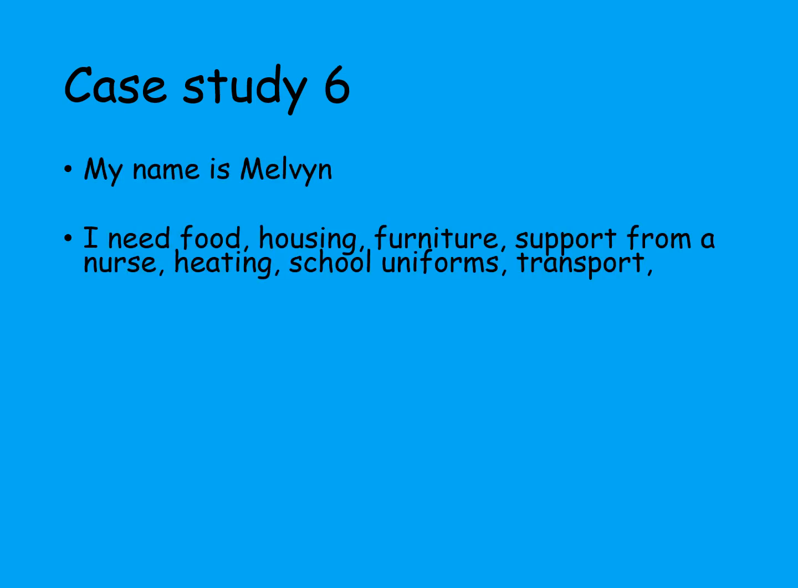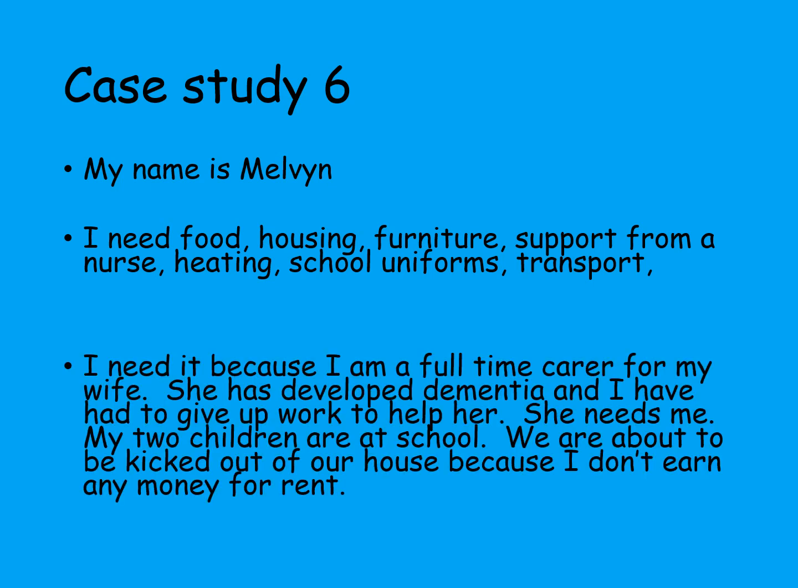And Melvin, he needs food, housing, furniture, support from a nurse, heating, school uniforms, transport. He needs it because he's a full-time carer for his wife. She's developed dementia and he's had to give up work for her. She needs me. My 2 children are at school. We're about to be kicked out of our house because I don't earn any money for rent. Yes or no?